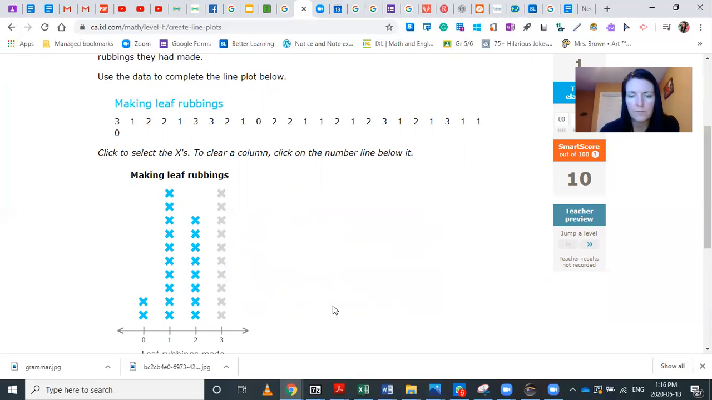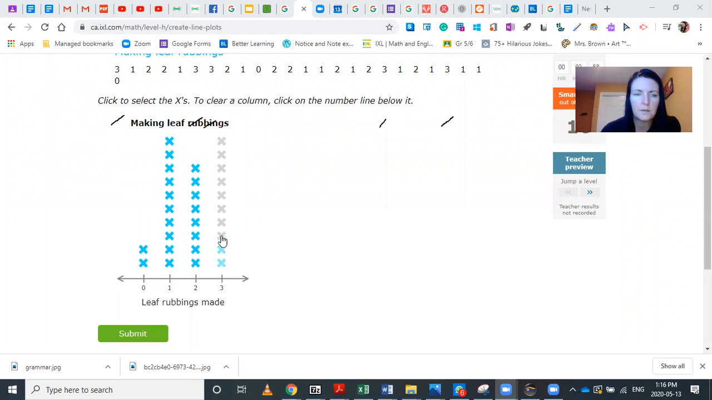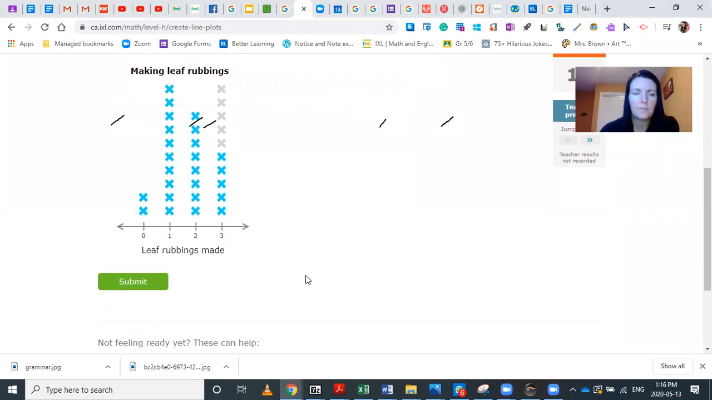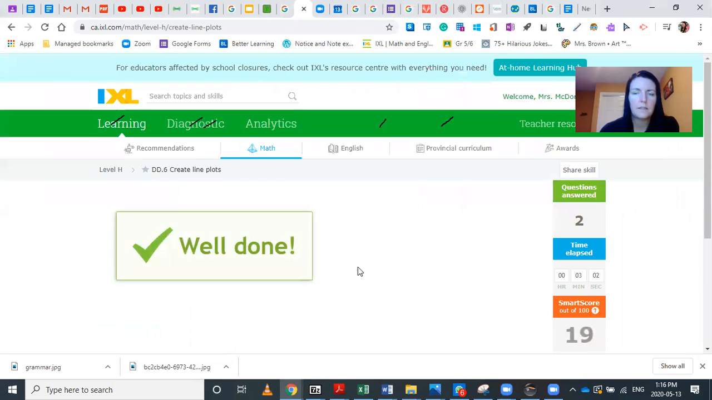Here I'm going to check them off because then you can see exactly what I'm doing. So 1, 2, 3, 4, 5. All right, and you go back and you check and you make sure you don't have any other 3s that you've missed. Okay, so we have got 5 students who made 3. So 1, 2, 3, 4, 5 made 3 leaf rubbings.